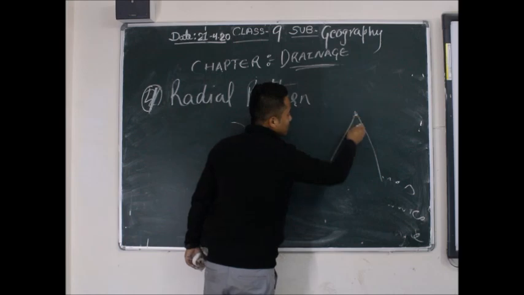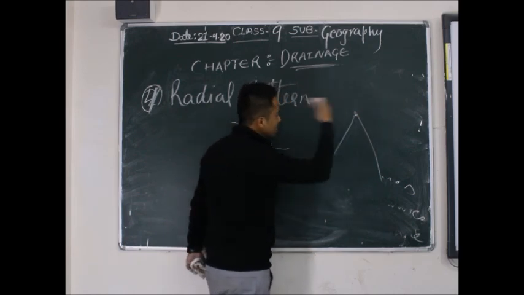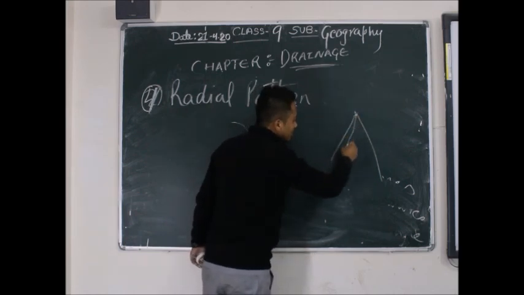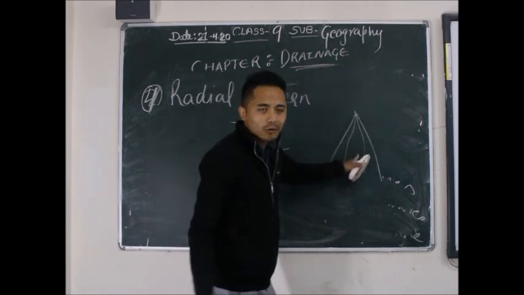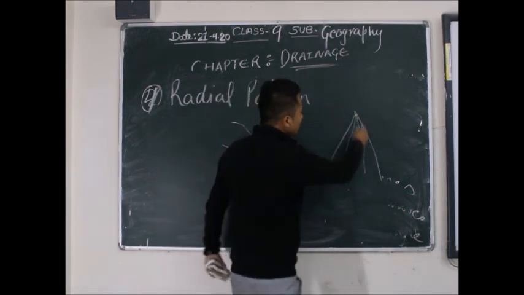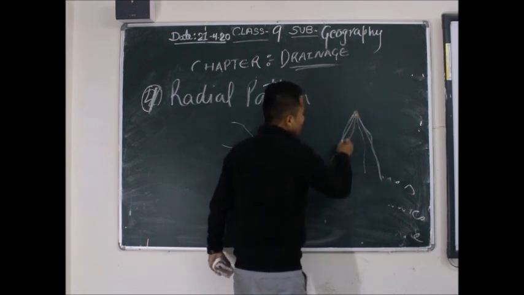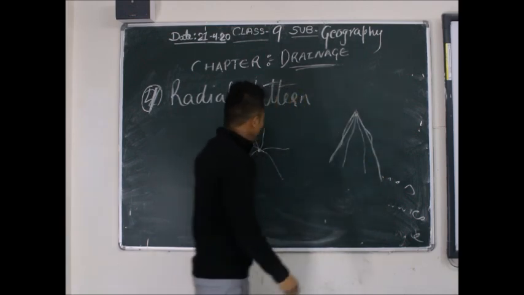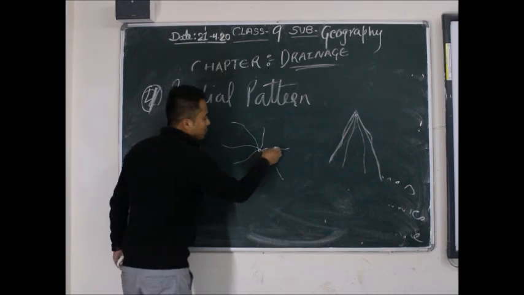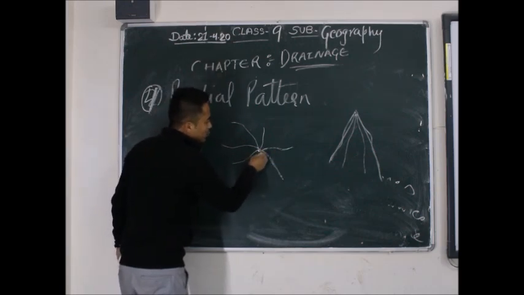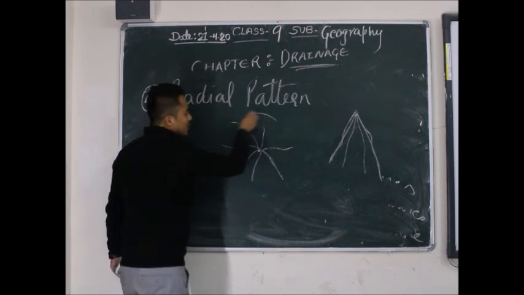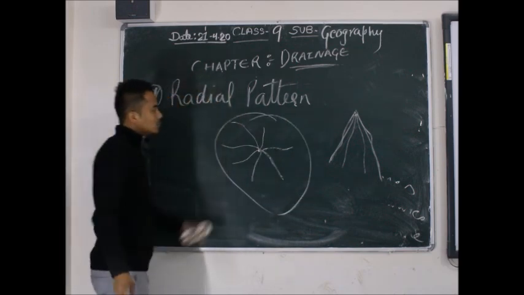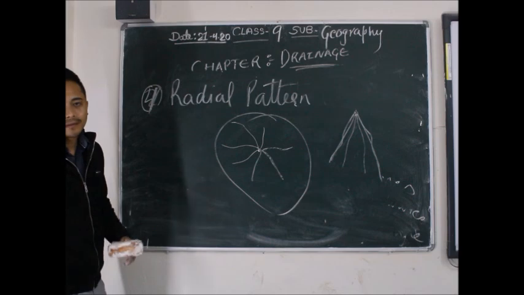From here, the river starts. Imagine there is a lake or something, and from here, the river starts. It is not that a river can flow in only one direction. Some rivers may flow in this direction too, or another direction too. In that manner, when the river flows in a circular manner, from the glaciers to the plains, this entire pattern is known as radial pattern.